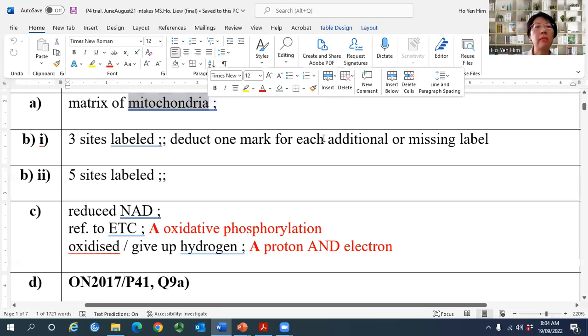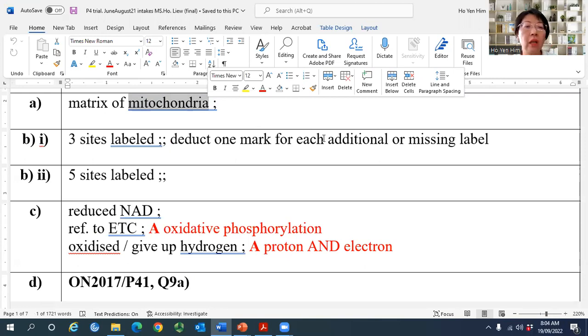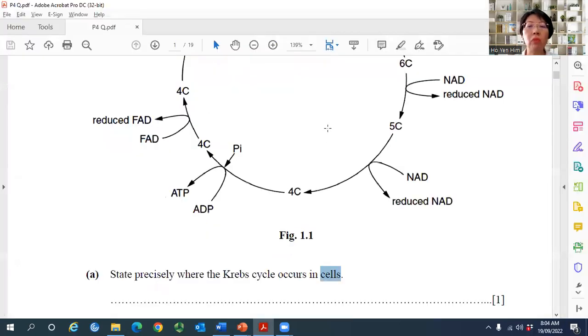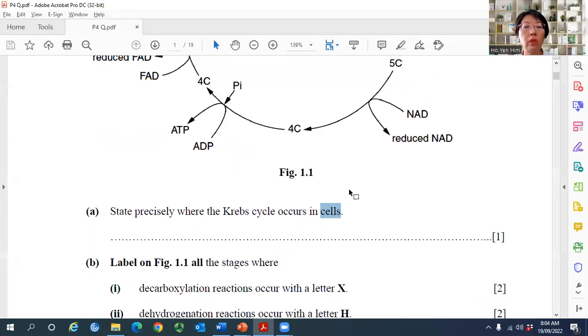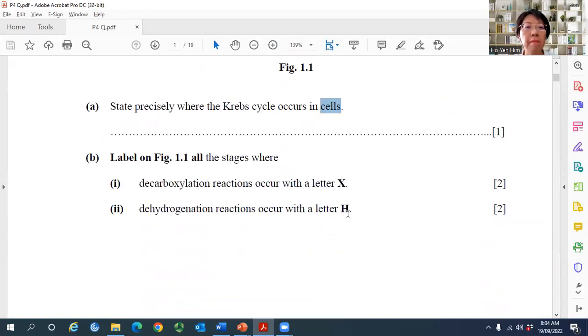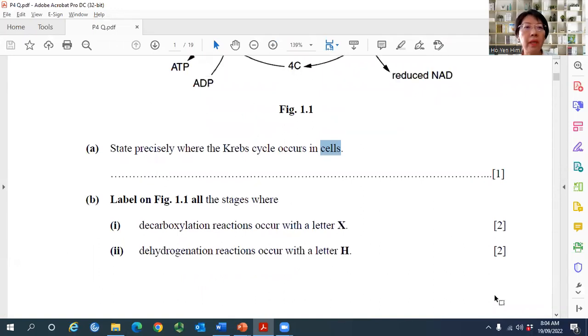So if a student writes matrix of mitochondrion, the only correct answer is matrix of mitochondria. So by this time, you know already, singular and plural is very important for you to score the 1 mark. So please pay attention to every single word in the question. Okay? Right. B.